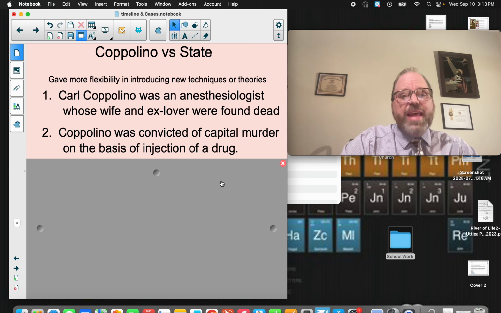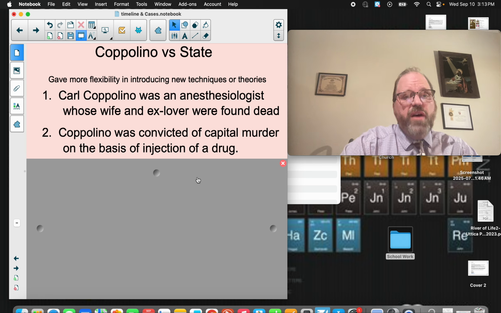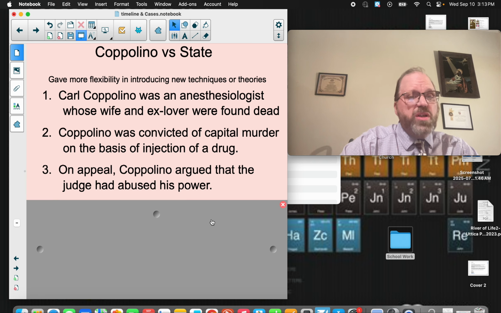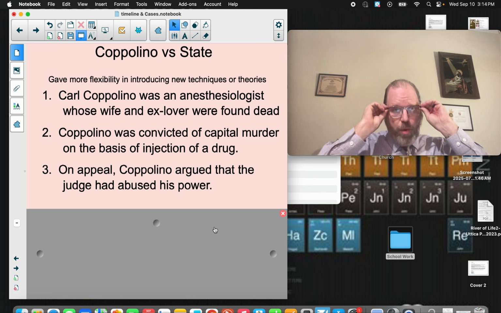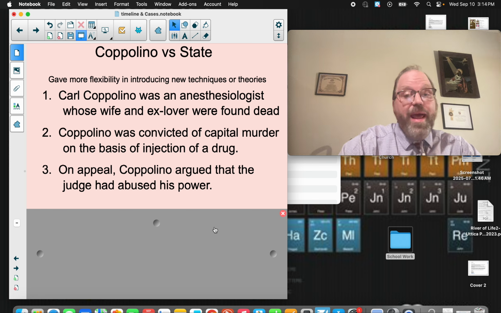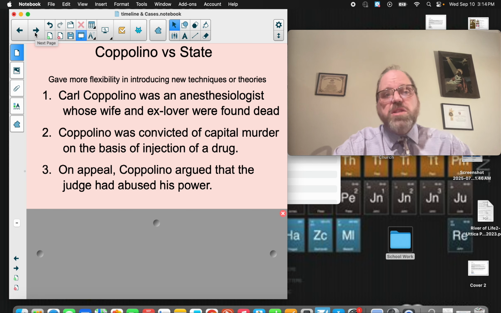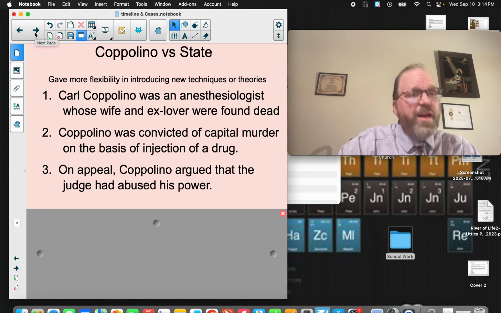He was convicted of capital murder, which means the death penalty, on the basis of the injection of a drug. On appeal, he argued that the judge had abused his power. The Supreme Court decided that new techniques such as exhumation of bodies would now be allowed, and that changed how we do court cases. All right, very good. So those are our 4 cases. Those aren't the only cases, but those are ones that really moved forward the level of understanding.